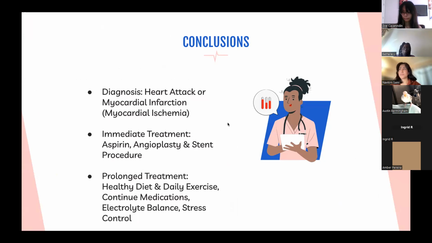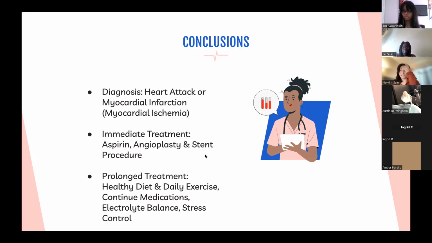In this case, it was a myocardial ischemia. And in terms of immediate treatment, the patient was treated with aspirin and had an angioplasty and stent procedure. And in terms of prolonged treatment, the patient is advised to have a healthier diet, have daily exercise, continue medications, and manage their electrolyte balance and their stress as well.